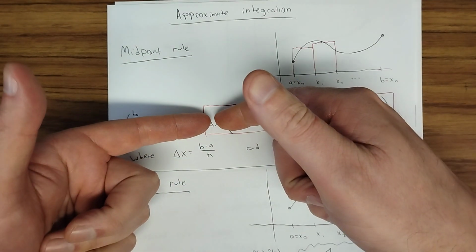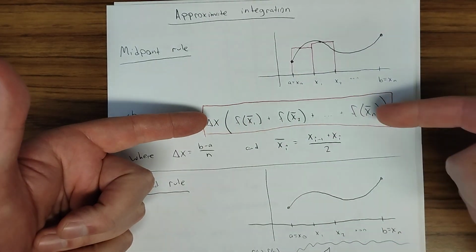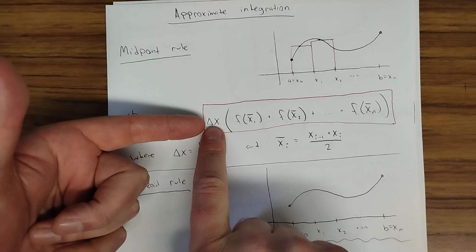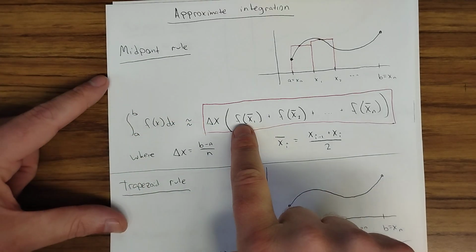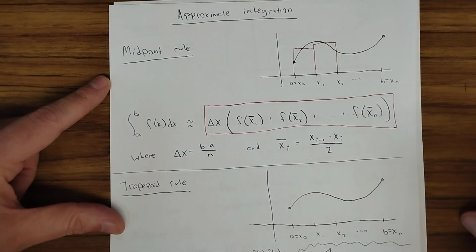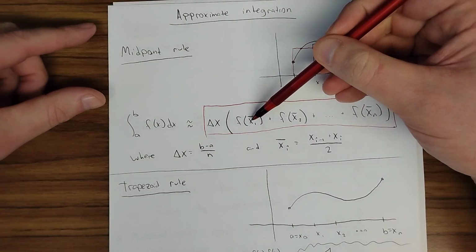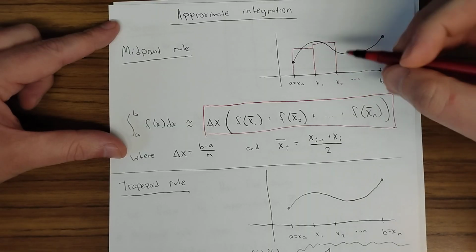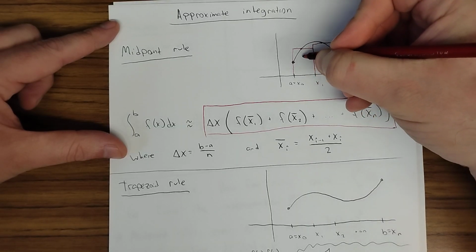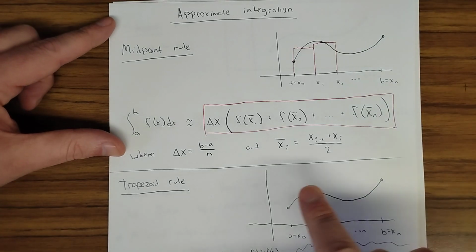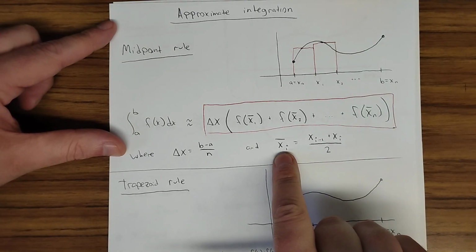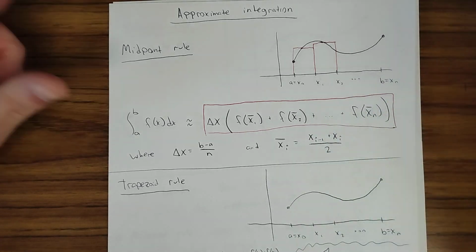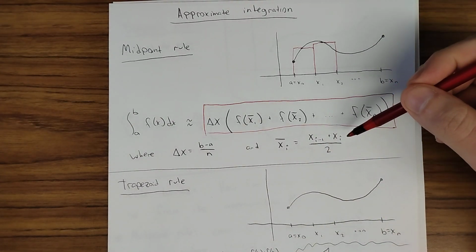So these all have the same base. If I'm adding up base times height, base times height, base times height, I can just factor out the base because it's all the same. And then I'm just adding up all the heights. And what are the heights? Well, the first rectangle has a height of whatever f of the midpoint is. So I'm letting x sub i bar be the midpoint, that's the average of the right endpoint and the left endpoint of the ith interval.